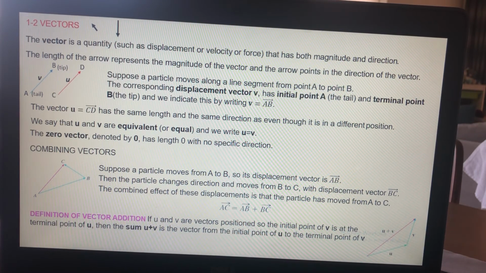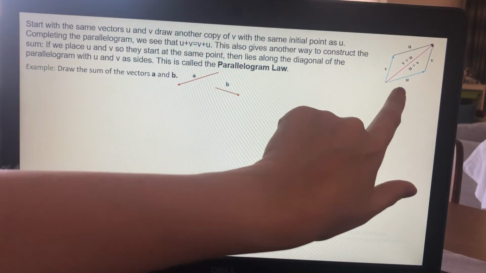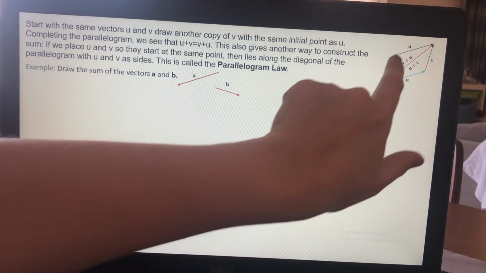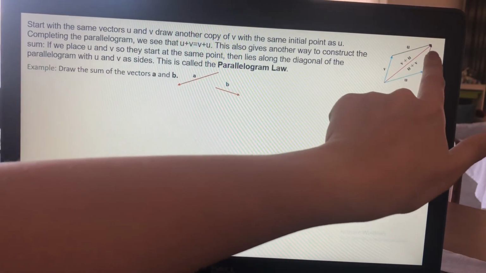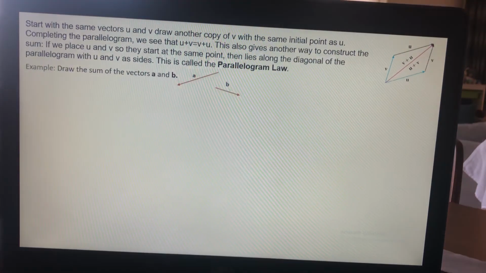That is one way. Another way is completing the parallelogram. This is the parallelogram law. For the vectors U and V, you bring the tails together and complete them into a parallelogram. Then this diagonal is going to give you the sum of these two vectors, okay?